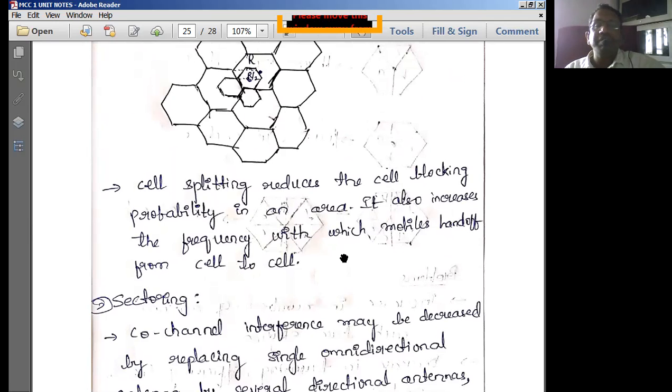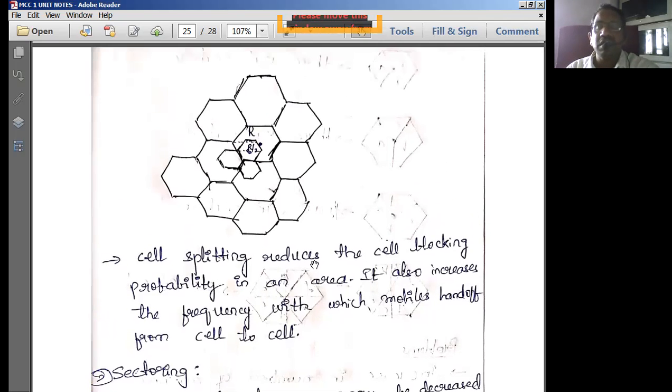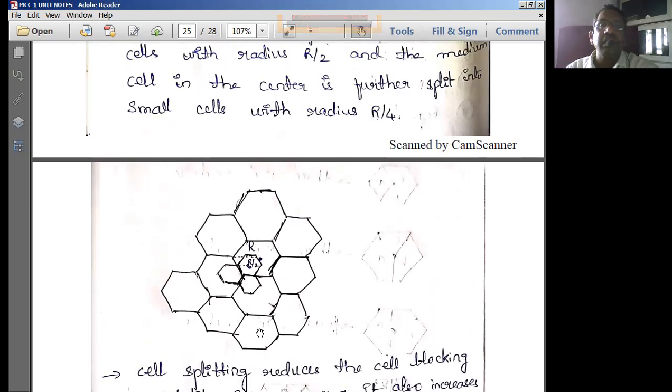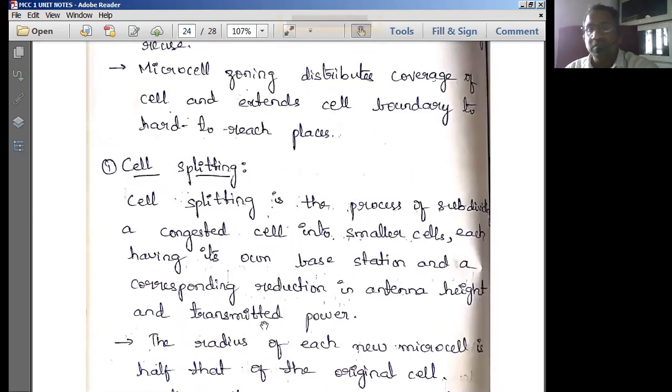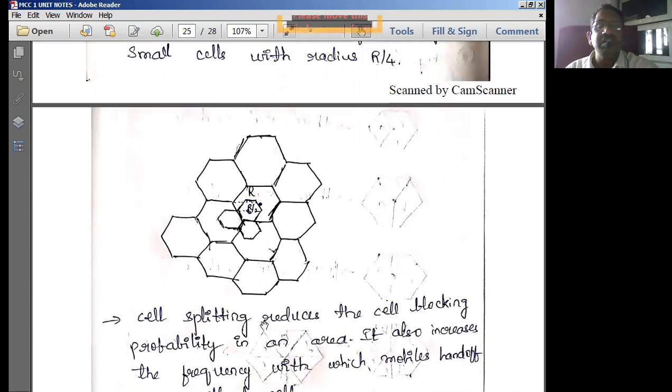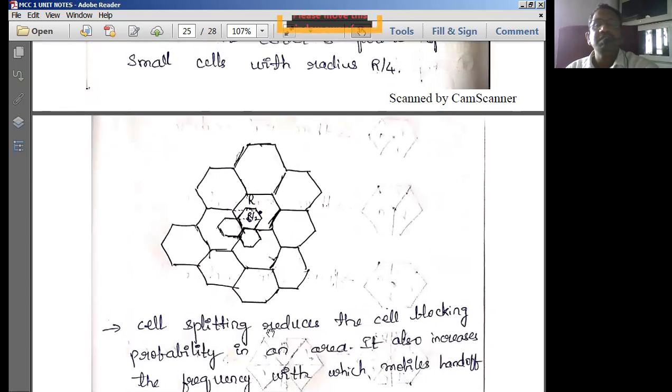It also increases the frequency with which mobiles hand off from cell to cell. So mobile handoffs will increase here because cells are becoming much nearer. This particular concept is simply known as the cell splitting concept. Using the cell splitting concept, we construct many cells with the criterion of reducing the radius by half with reference to the basic cell under consideration. So this is what is known as the cell splitting concept.